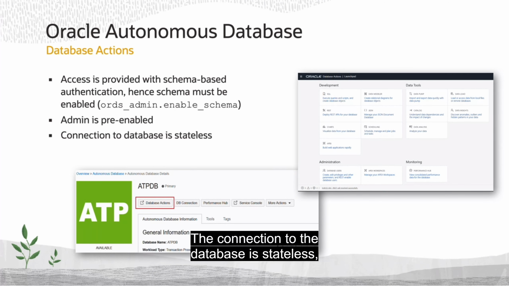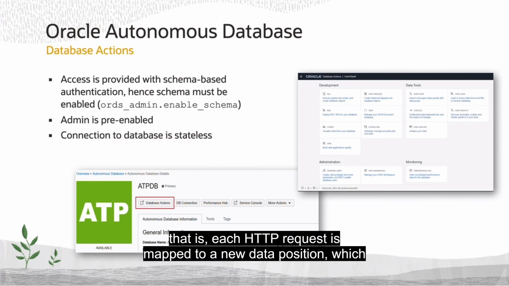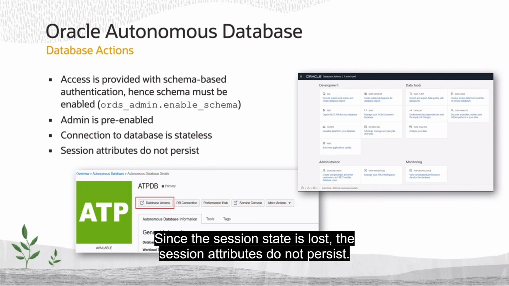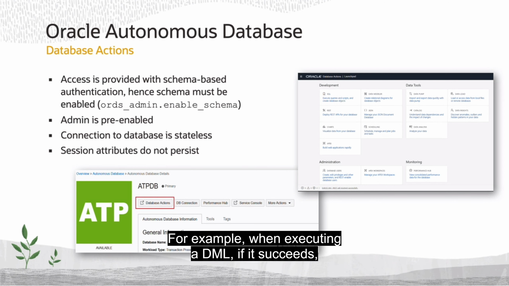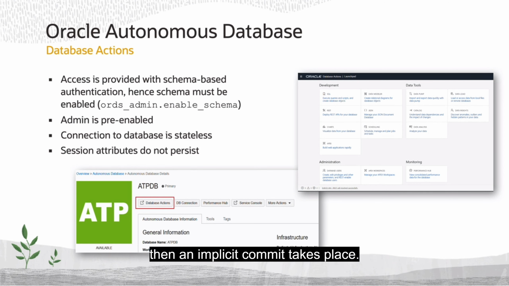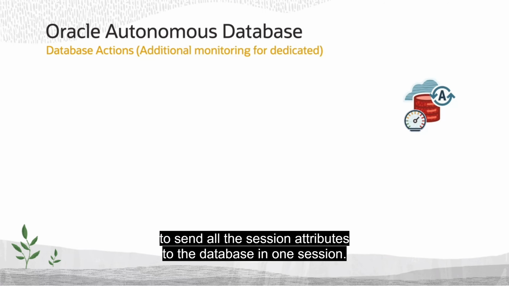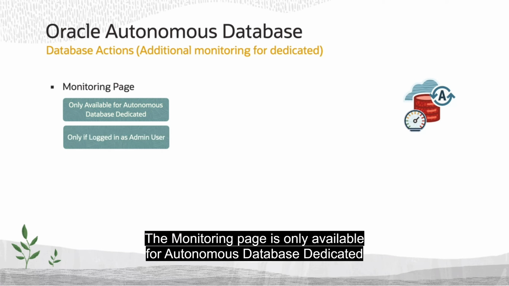The connection to the database is stateless. That is, each HTTP request is mapped to a new database session, which means the session terminates after executing the SQL statement or the script. Since the session state is lost, the session attributes do not persist. For example, when executing a DML, if it succeeds, then an implicit commit takes place. Hence, you can use a PL/SQL block to send all the session attributes to the database in one session. The monitoring page is only available for autonomous database dedicated and only if you are logged in as admin user.